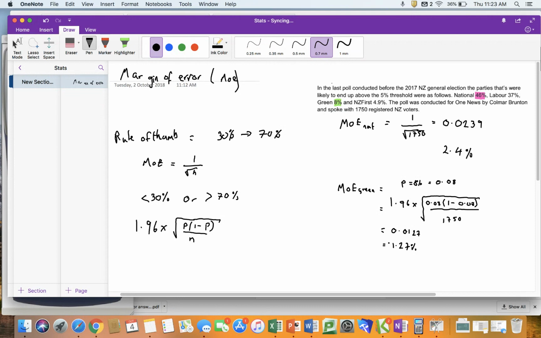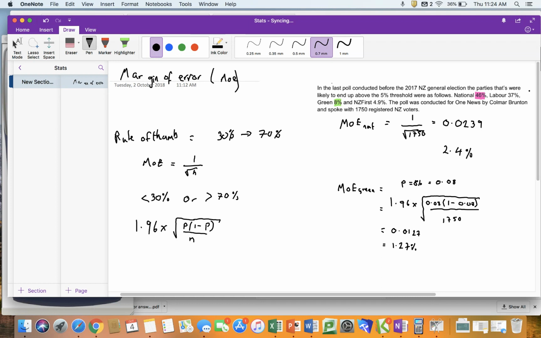if you've got a party which has a smaller support base, a smaller group of people that are likely to vote for it, then their margin of error is likely to end up being smaller. It's kind of logical. So I've worked out that the margin of error of Greens is about 1.25%. Of course, the margin of error for New Zealand First is likely to be smaller still because their percentage is smaller. And the margin of error for National and Labour, because they're both in that 30 to 70%, is about 2.4%.